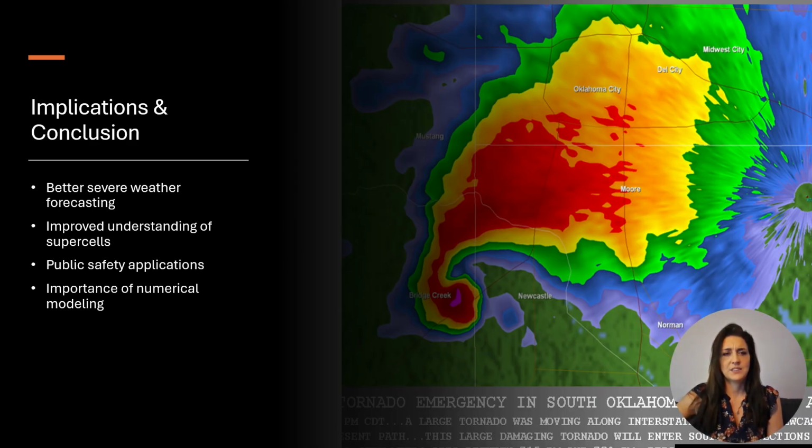Many of the processes occurring inside supercells are difficult to observe directly in nature because of dangerous conditions and small-scale atmospheric interactions. Numerical simulations allow researchers to isolate specific atmospheric variables and better understand the interactions occurring inside storms.